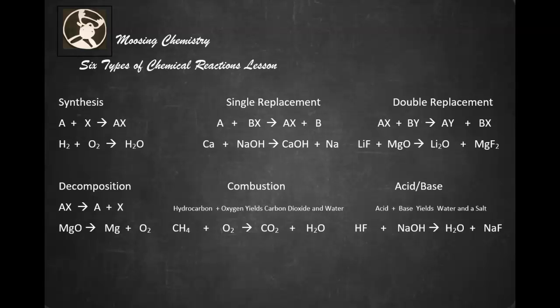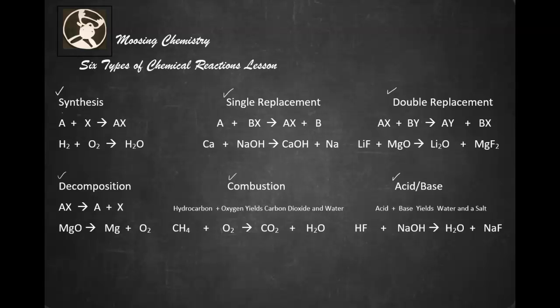This is the 6 types of chemical reactions lesson. All right, let's look at the 6 types: synthesis, single replacement, double replacement, decomposition, combustion, and acid-base reactions. All right, so let's go ahead and look at each one individually.